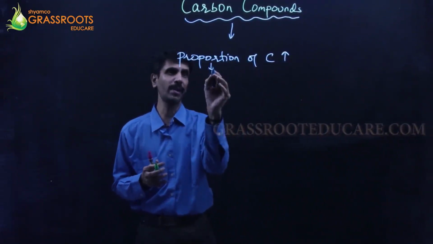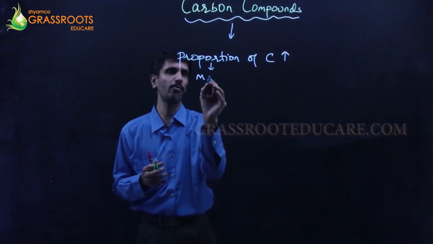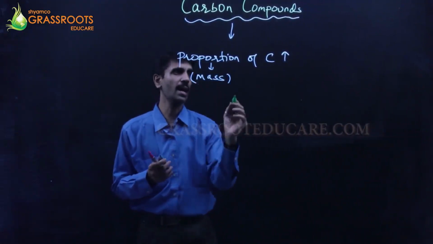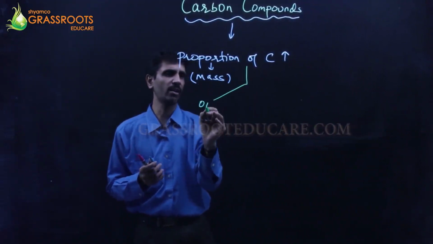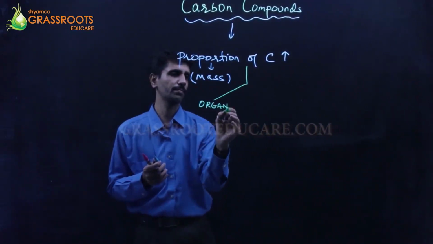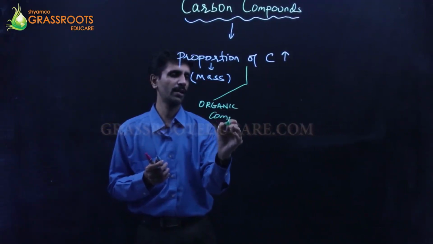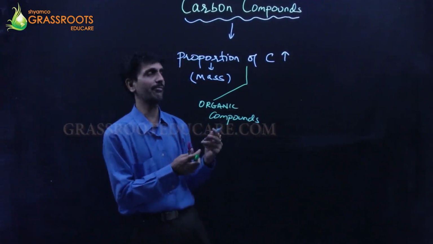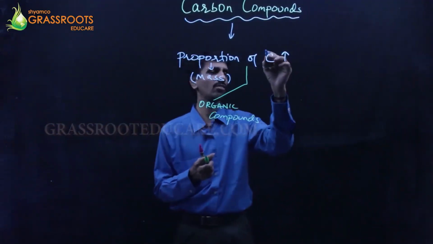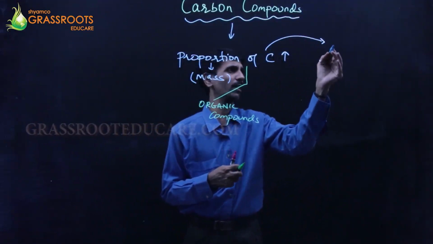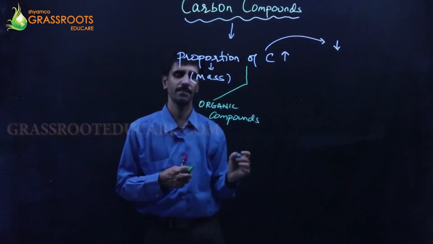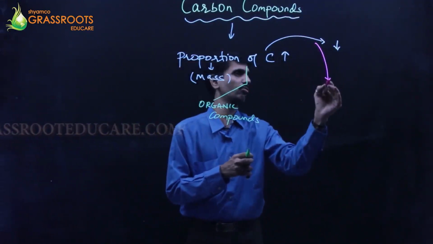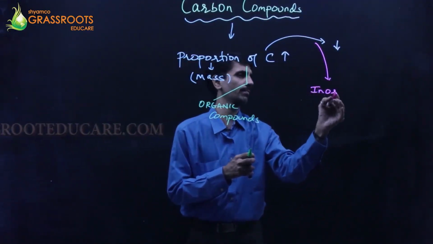And that proportion which I am talking about, that should be by means of what? Mass, not by means of number. Then I call these compounds organic compounds. Suppose I have the other case, that is, if I say the proportion is less, then I will call these compounds inorganic compounds.